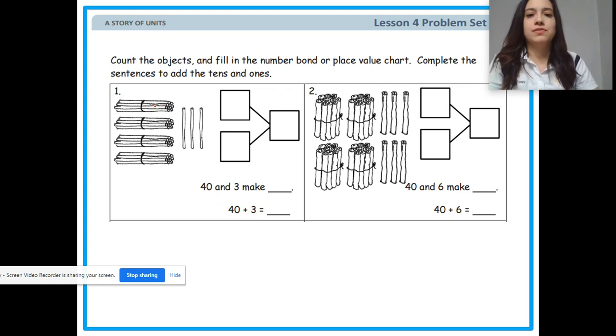Ready? So let's start with number 1. How many groups of tens do we see? Well, let's count. 1 ten, 2 tens, 3 tens, 4 tens. But here in our number bond, remember we have to write it the regular way. So 4 tens is the same as what number, boys and girls? Ready? Yes, 40. So I write, you write.